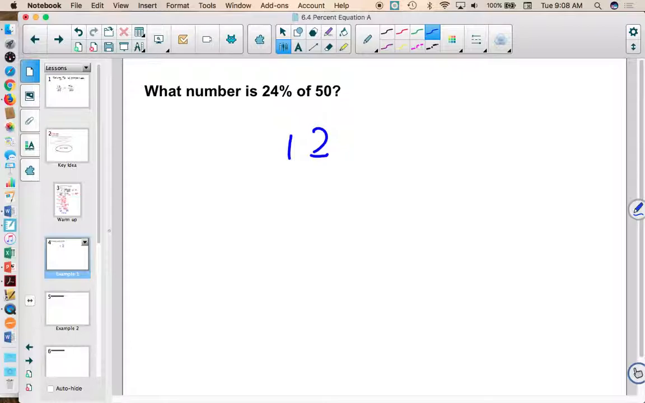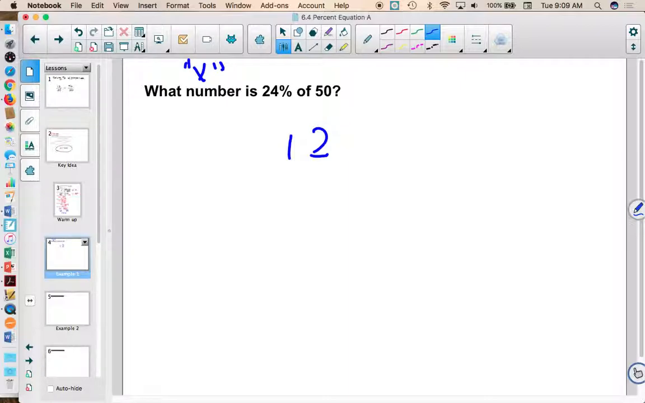No, you gotta do it, so write it. I don't know. We're going to though. What number, do we know the number? Yeah. But no, we didn't. So if we don't know the number, that has to be the variable, right? Okay? What number is 24% of 50?